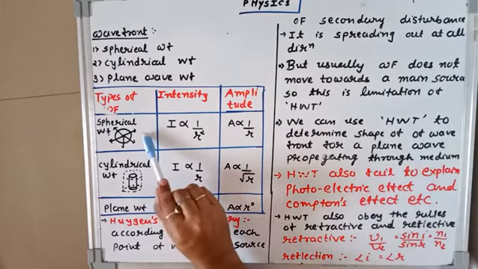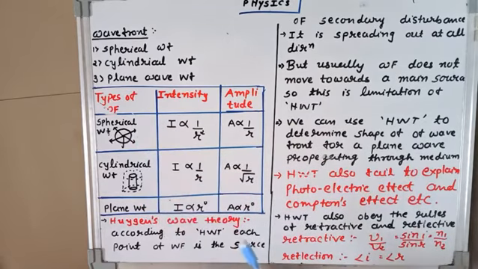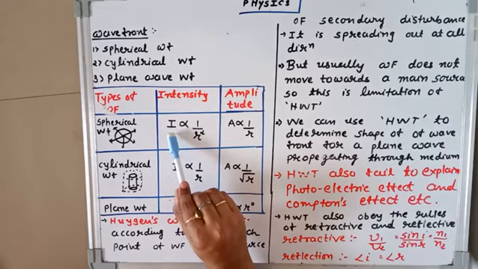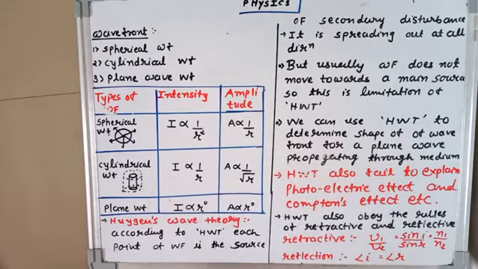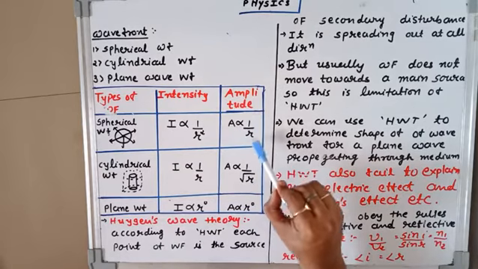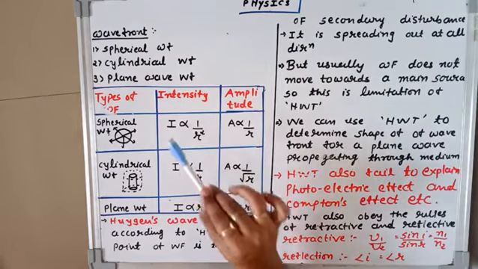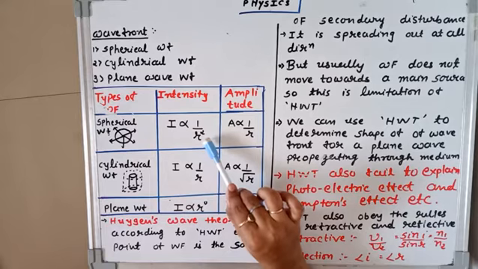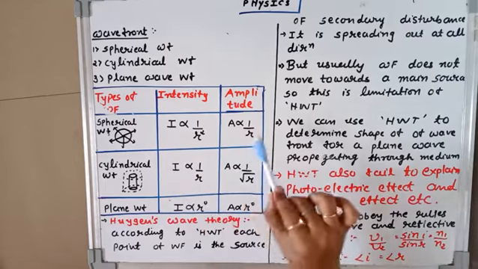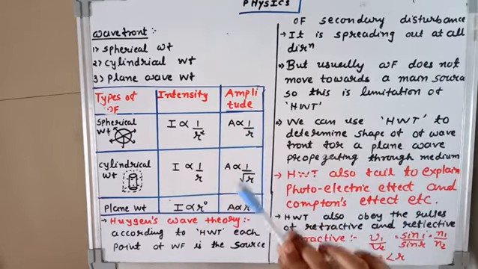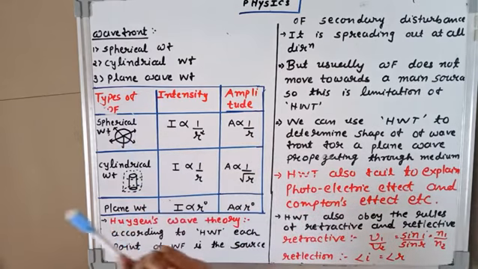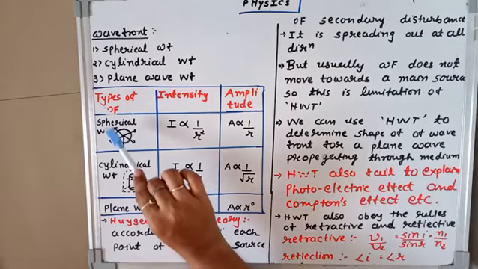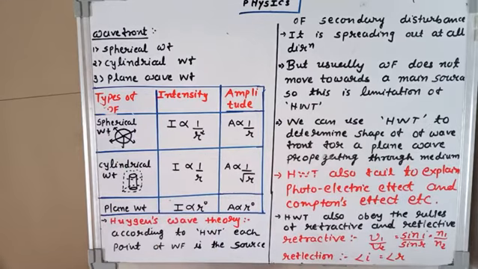First of all, the spherical wavefront. For a spherical wavefront, intensity I is proportional to 1 upon r square, and amplitude A is proportional to 1 upon r. It means the intensity is inversely proportional to the square of r, and amplitude is inversely proportional to r. The source of the spherical wavefront is a point source.